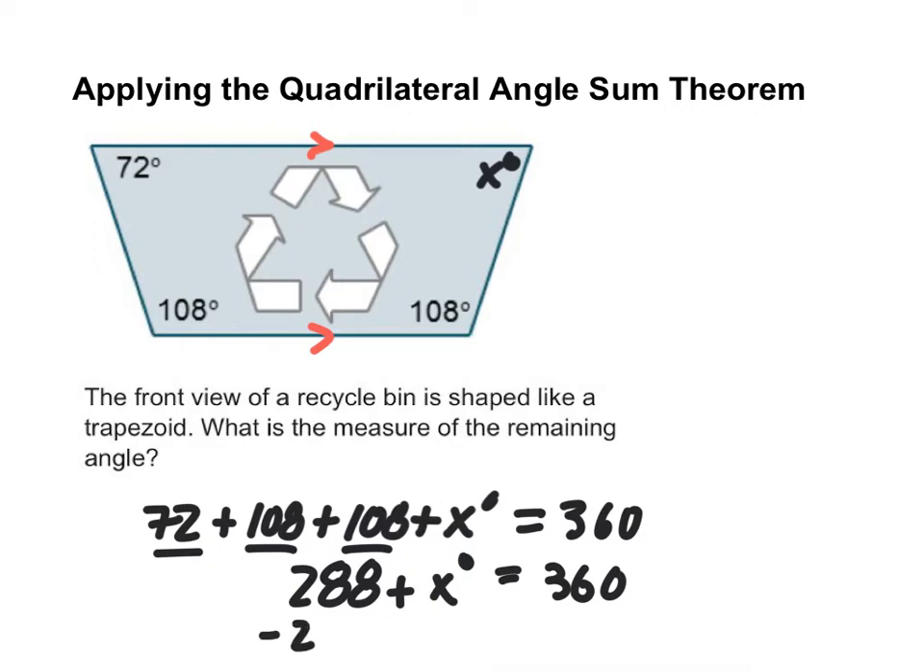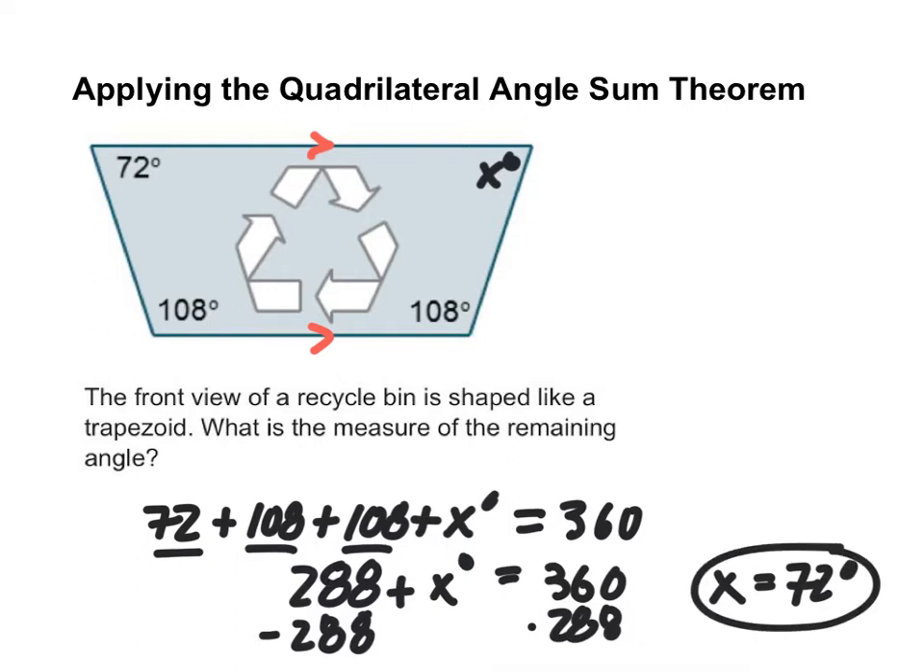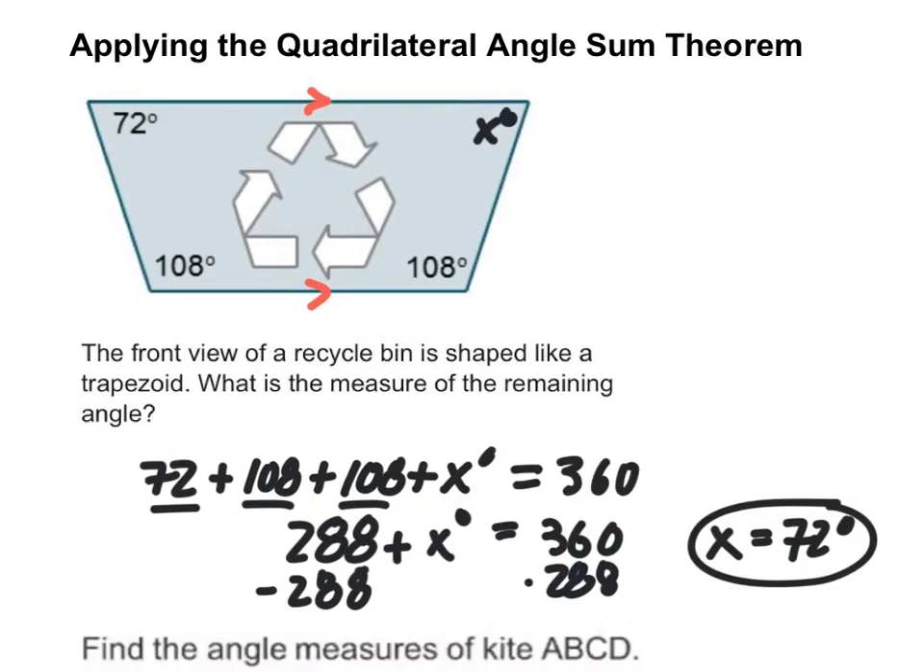Then I'm going to subtract 288 from both sides, and that's going to give me that x is equal to 72 degrees. And it's kind of unique because we have that same angle measure over here. At the end of this unit, we'll be able to look at this picture and just know that that's 72 based off of a couple facts.